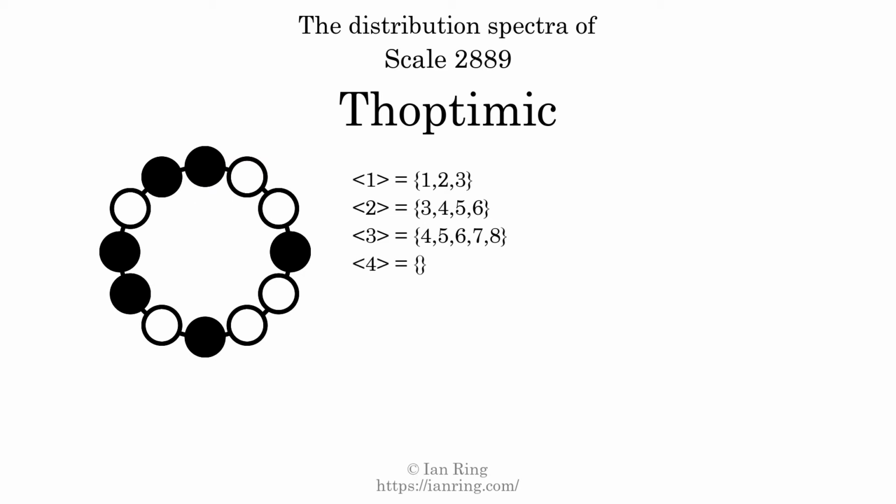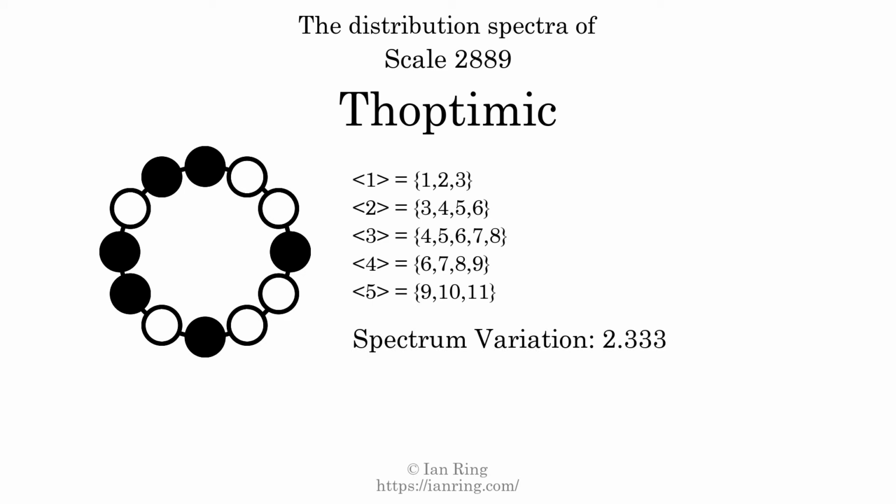The generic interval of 4 scale steps comes in 4 different specific interval sizes: 6 semitones, 7 semitones, 8 semitones, and 9 semitones. The spectrum width of this generic interval is 3. And finally, the generic interval of 5 scale steps comes in 3 different specific interval sizes: 9 semitones, 10 semitones, and 11 semitones. The spectrum width of this generic interval is 2. The spectrum variation is the sum of all the widths, divided by the number of tones.